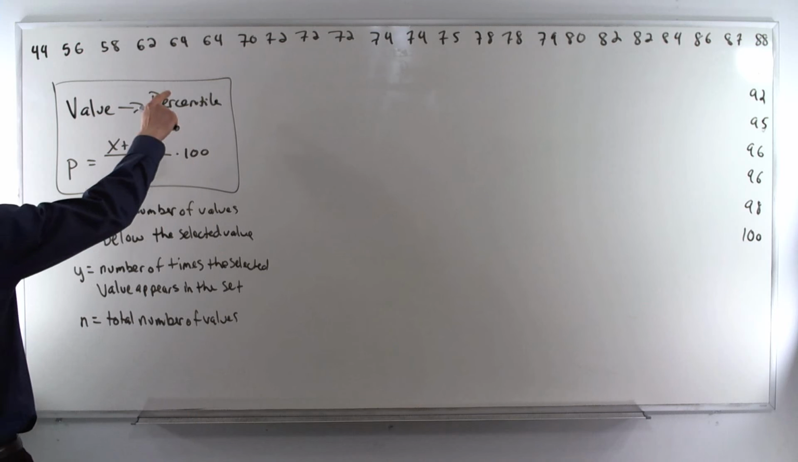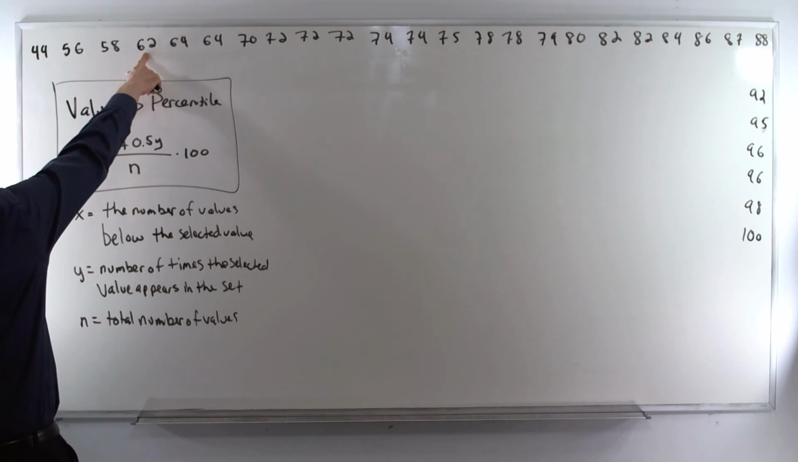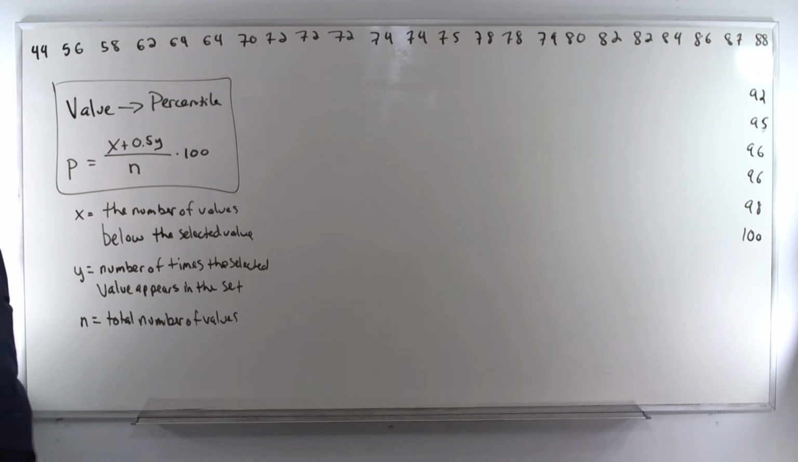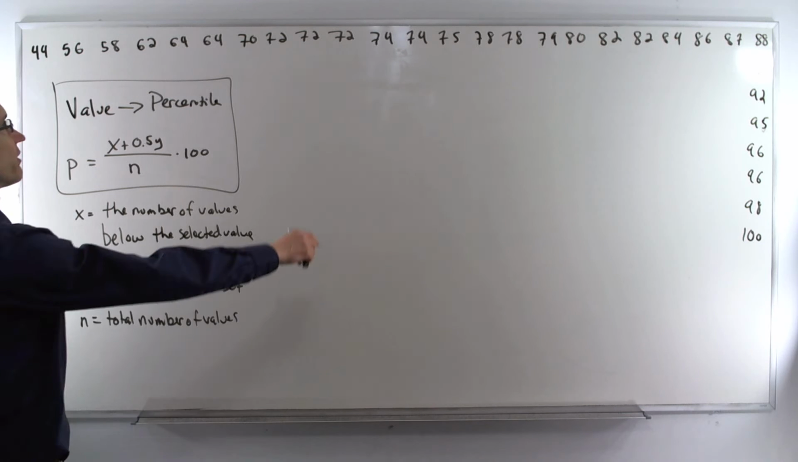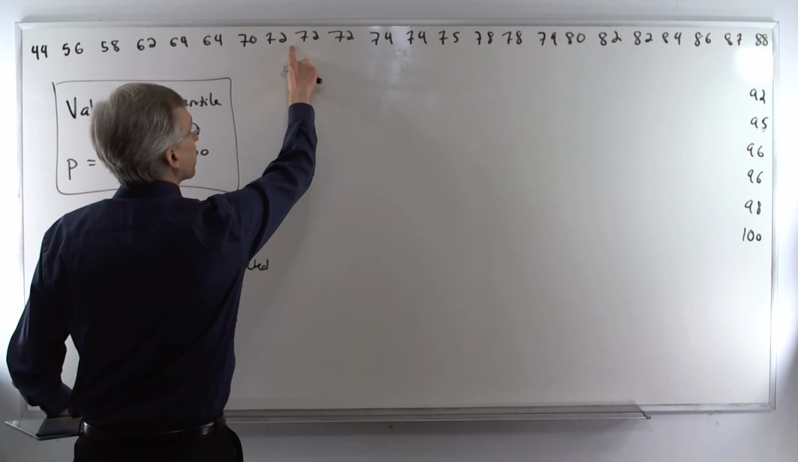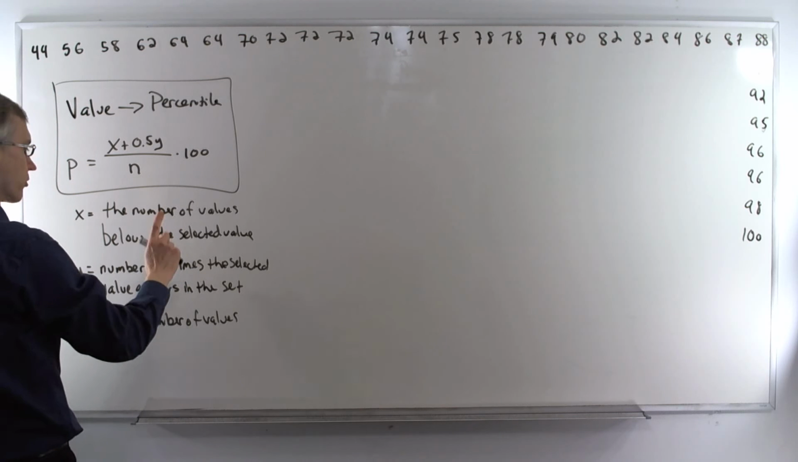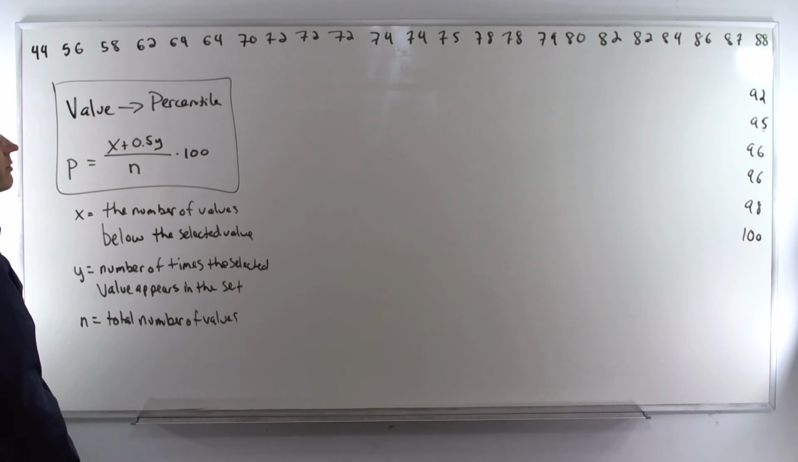Let's say we wanted to find the percentile associated with 62. We would look at all the data values that are less than 62 and count them up. 1, 2, 3. So x would be 3 for 62. Y is the number of times the selected value appears in the set. So let's take a look at 72. We have 3 different 72s in the set, so y would be 3 if we were picking 72.